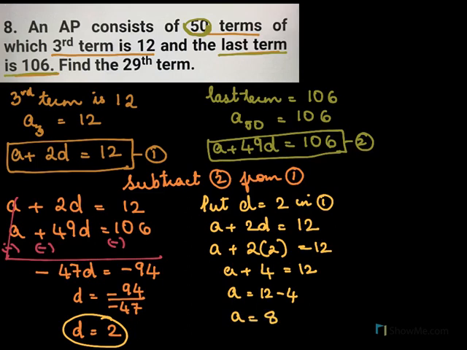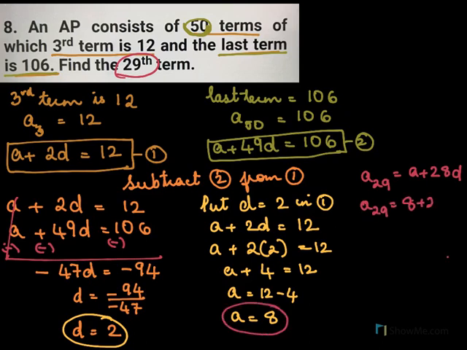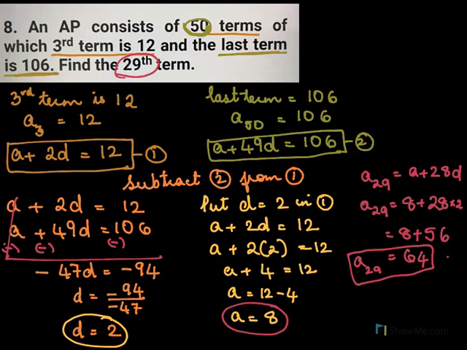I'm not done with the sum. I still have to go ahead and find the 29th term. So to find the 29th term, a29 will be a plus 28d. So a29, my a is 8 plus 28, and the d is 2. So it will be 8 plus 28 into 2, which is 56. So my 29th term is equal to 64, and this is the answer. They wanted the 29th term, which is 64.